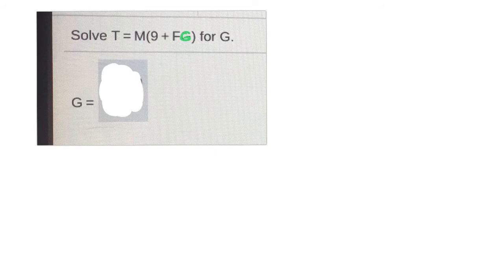Okay, so first things first, we're going to rewrite it. I'm going to do it over here this time. So t equals m times (9 plus f), and we'll say g, and we are trying to solve for g. So this one is tricky, okay?